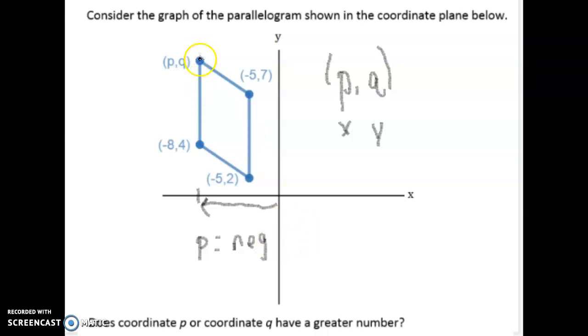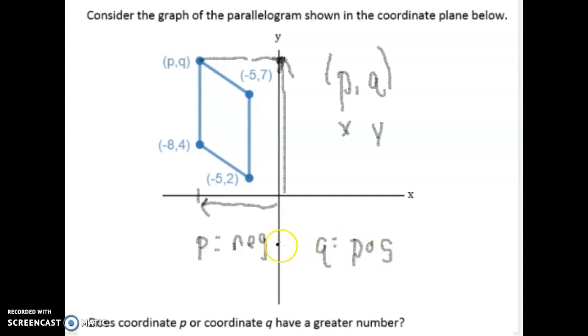Then for Q, Q is the Y value, so let's look over here where it would be on the Y line. It would be right here. Now if we start here, it's going up to get to that point on the Q line. So that means Q would have to be a positive number.